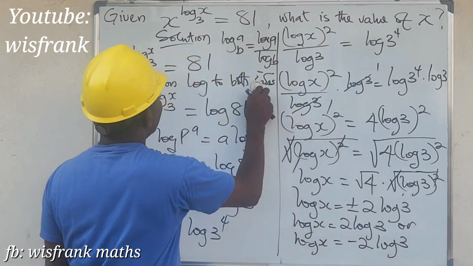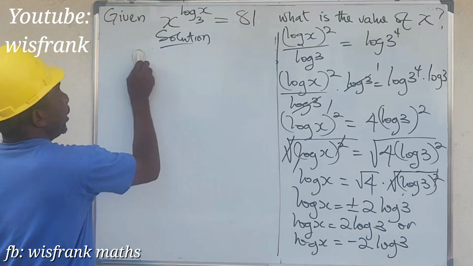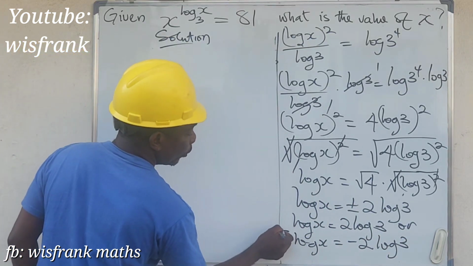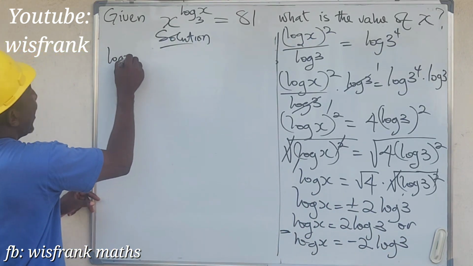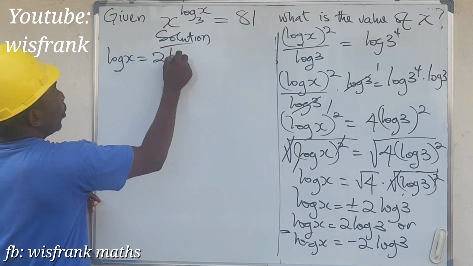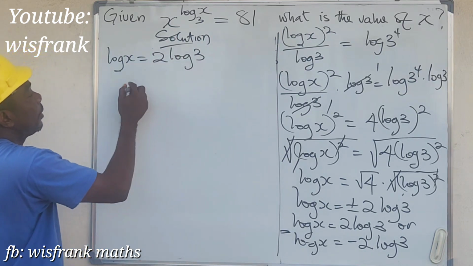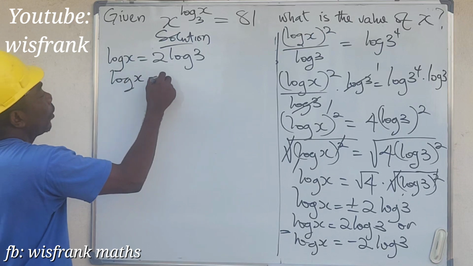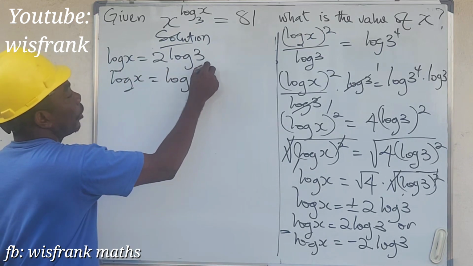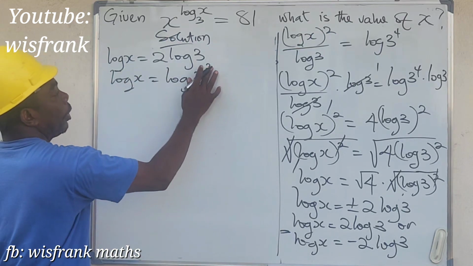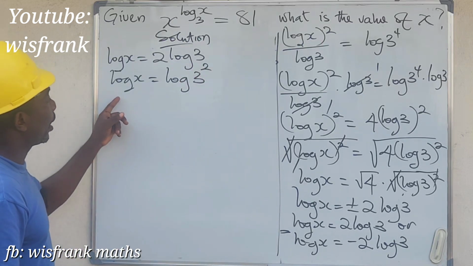So we need to move over to this other side. So we need to clean this. From here, we need to take the first one, which is log x equals 2 log 3. So this is the same thing as log x equals log 3 all to the power of 2. Log 3 to the power of 2. So that is what we have.